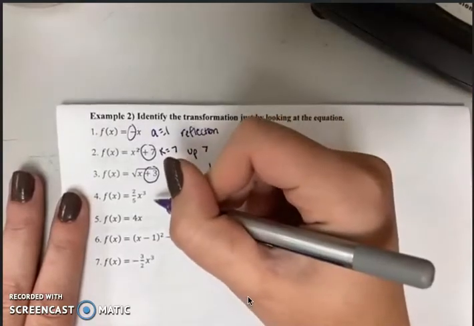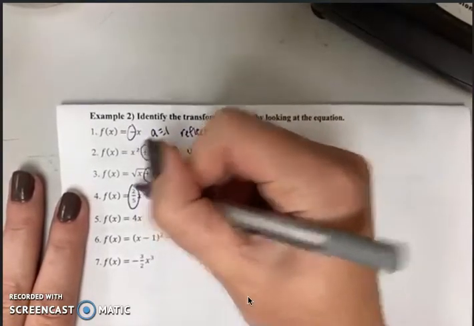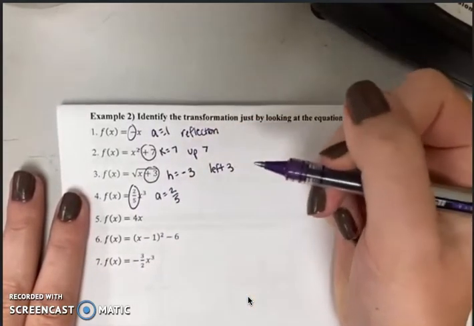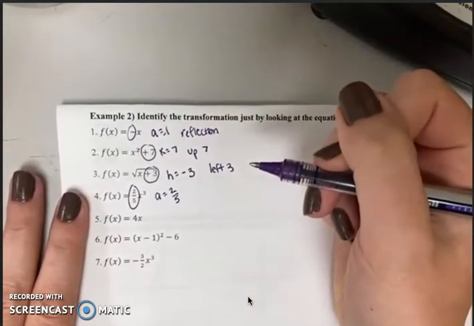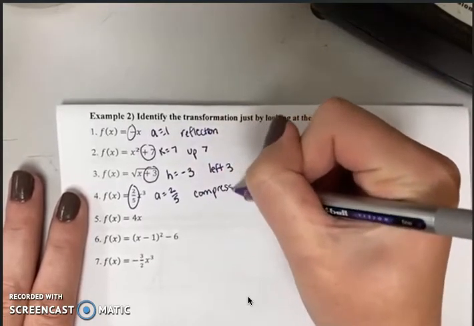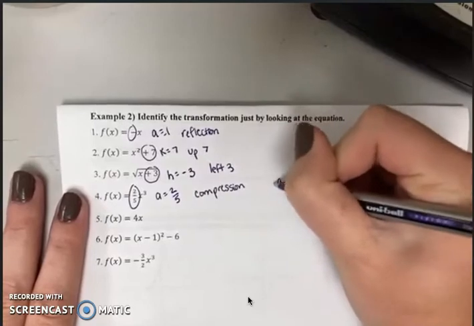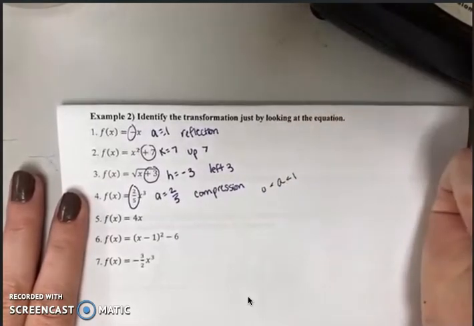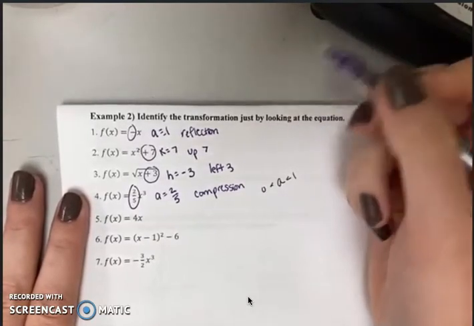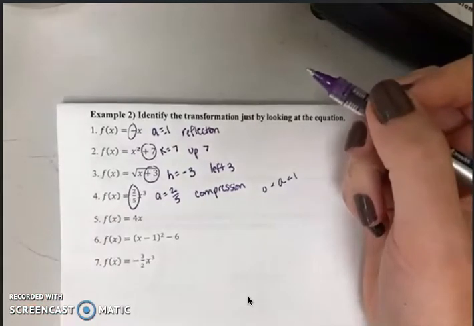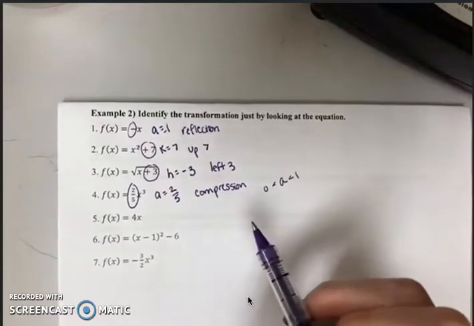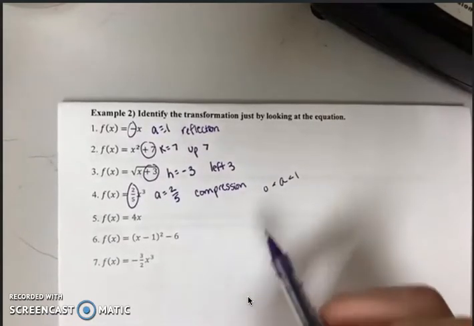Number 4, this cubic equation has an A value of +2/5. So I know that there is no reflection because the A is positive. And I also know that there is a compression. It's a compression because A is between 1 and 0. Had it been flipped, so 5/2, for example, 5/2 is greater than 1 and it would have been a stretch. Don't get used to the idea that any fraction is going to be a compression. You have to actually look at the value of that number.